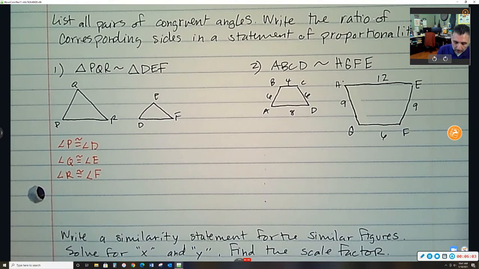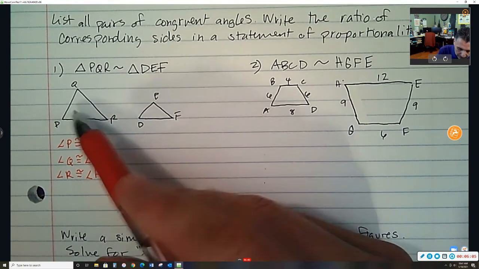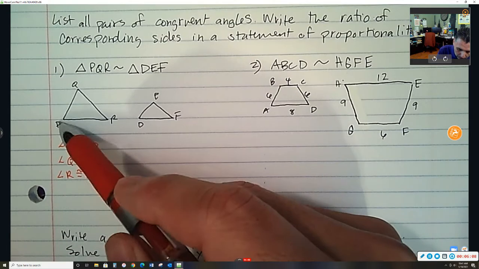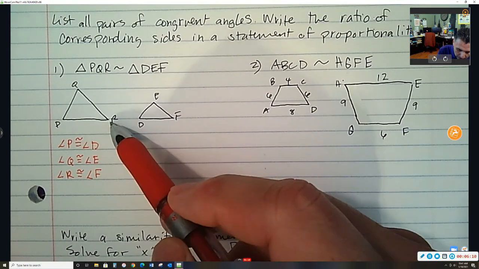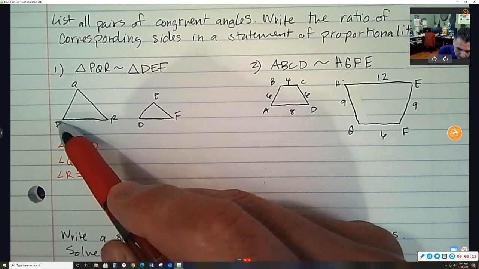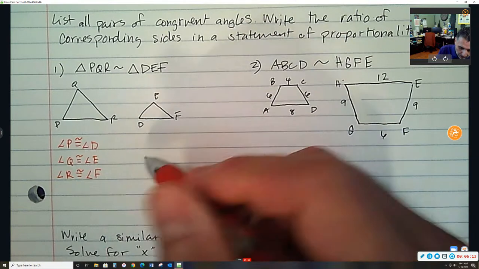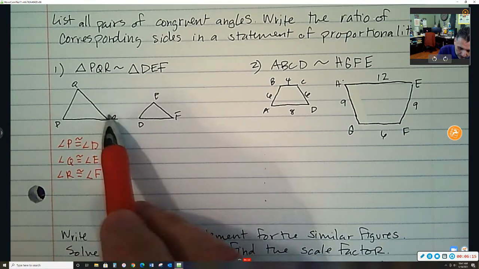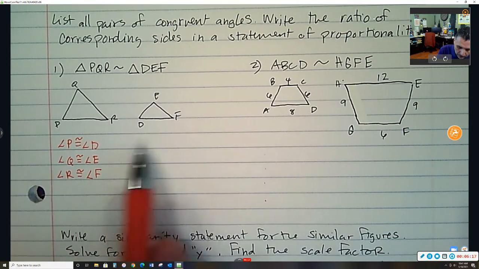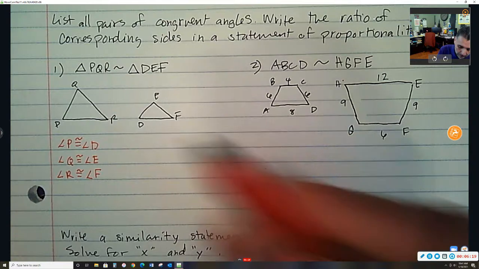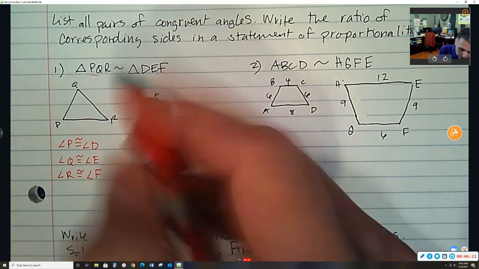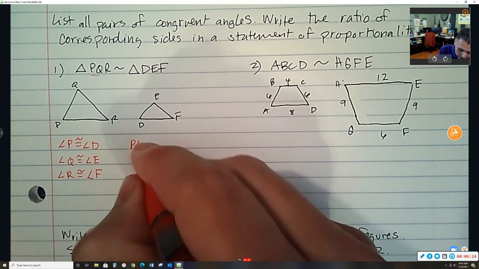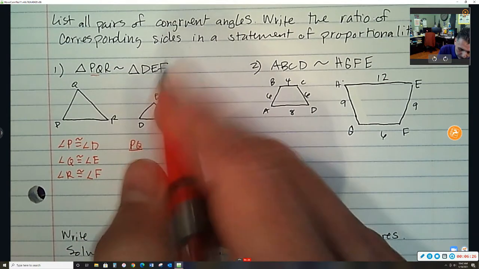Okay, and then if I take the sides, I'm just going to take the sides in order. It goes PQ, QR, and then RP. Just like there's three angles, I should have three ratios here. Let's go with PQ. I know PQ matches up with DE.